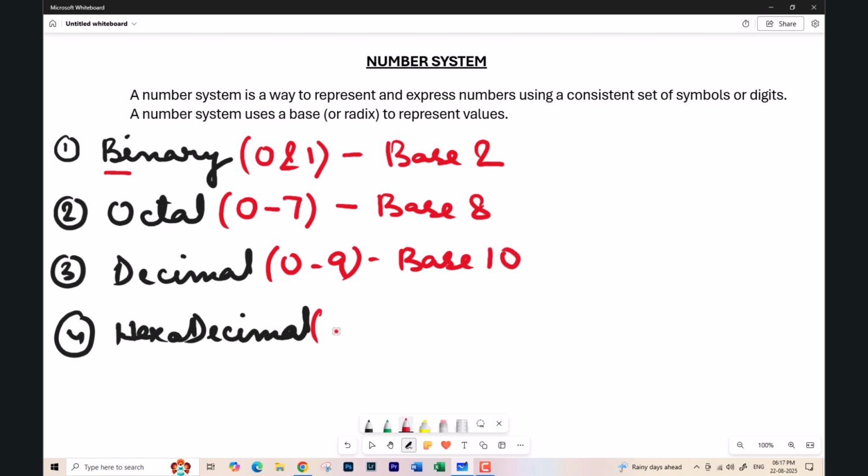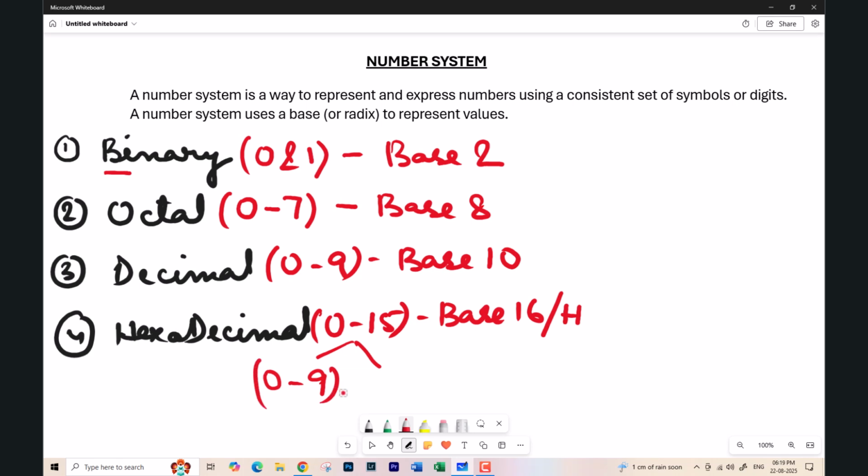And in hexadecimal it has 0 to 15, total 16 numbers, so its base is 16, or we can write capital H. Now these 16 numbers can further be divided into two parts. One is 0 to 9, and then from A to F.